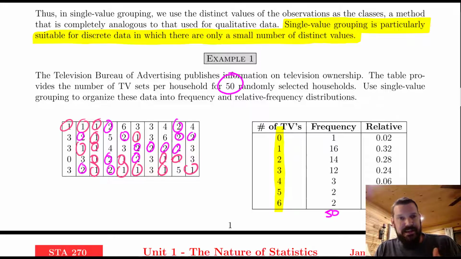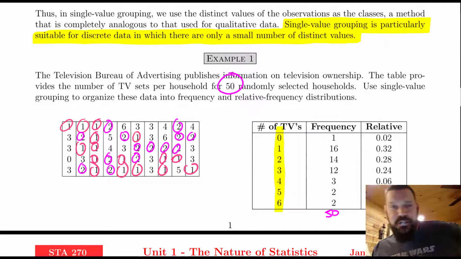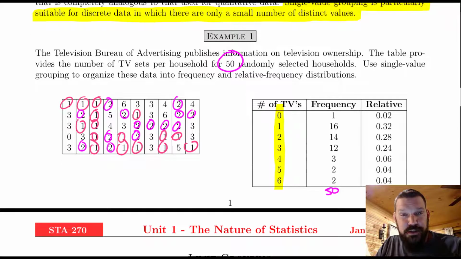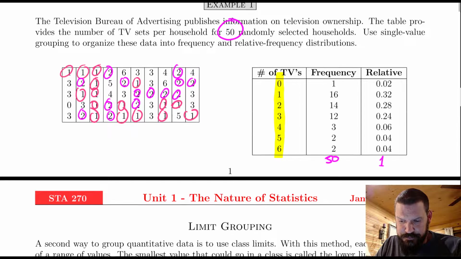We just took all the individual values. If we listed all of them out, 0, 1, 2, 3, 4, 5, 6, that was it. That's the limit of our values. Then we just tally them all up, and there's our single value grouping. That's probably pretty straightforward and easy to understand.